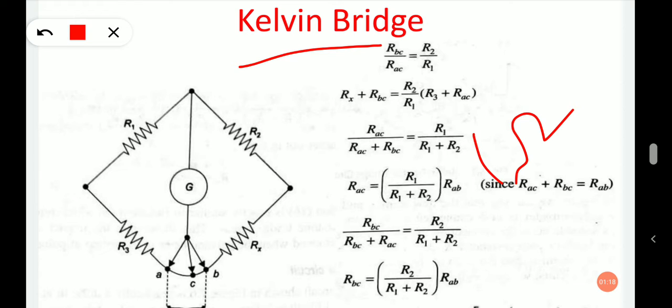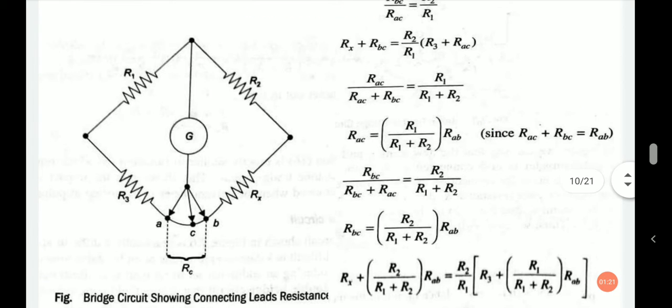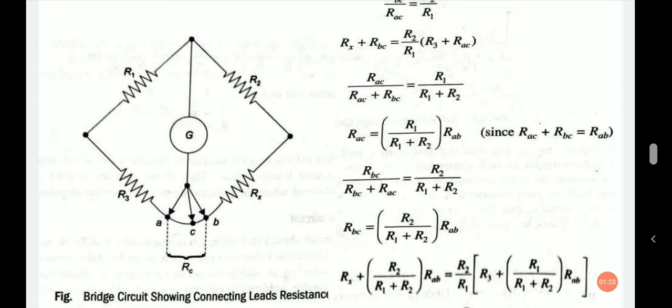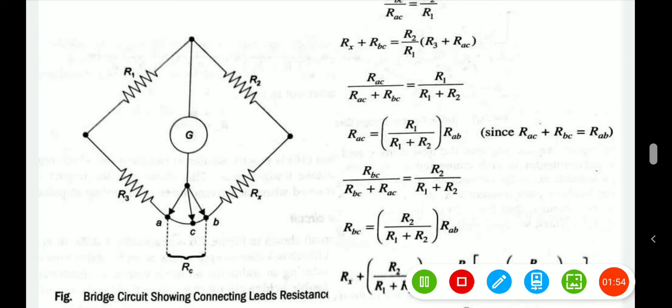The basic configuration of this bridge circuit is shown in the figure, which justifies the concept of the Kelvin bridge circuit. The circuit shown in the figure is similar to the Wheatstone bridge circuit, except that it takes into account the resistance of connecting leads. The connecting lead with its internal resistance Rc is shown between variable resistance R3 and unknown resistance Rx.